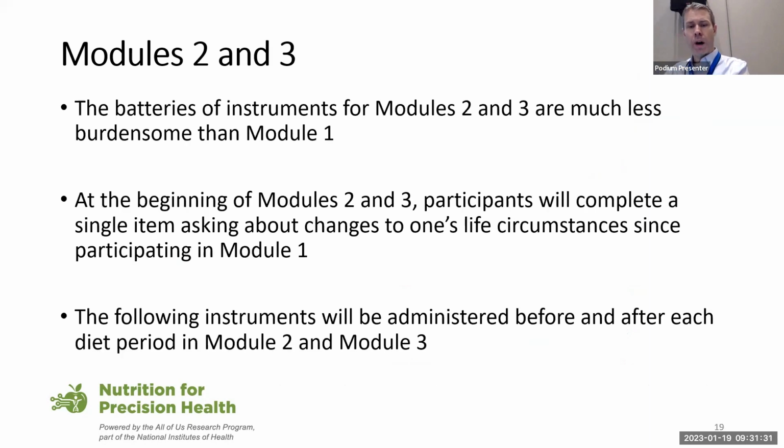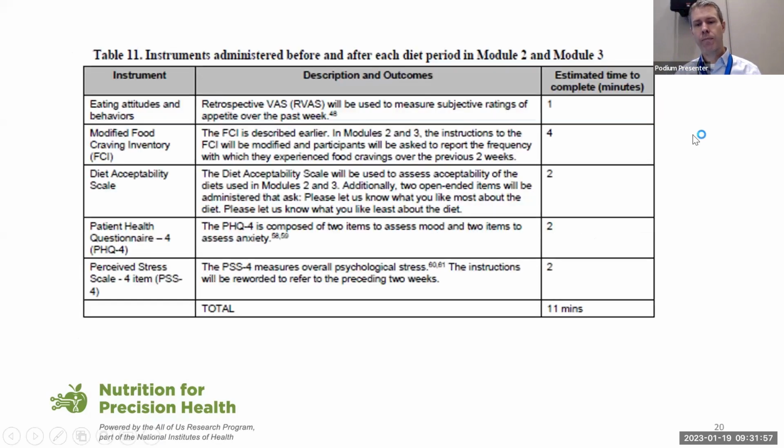All right, now we'll quickly go through modules 2 and 3, which is nice and easy. Again, most of the burden is associated with module 1. The key thing about these modules is that we made the battery the same throughout the modules, just so it'll be nice and simple for us all to remember. And really all you have to remember is that you administer this battery before and after each diet in modules 2 and 3. So it bookends everything. And so here is the battery. Again, it's really nice and pretty brief.